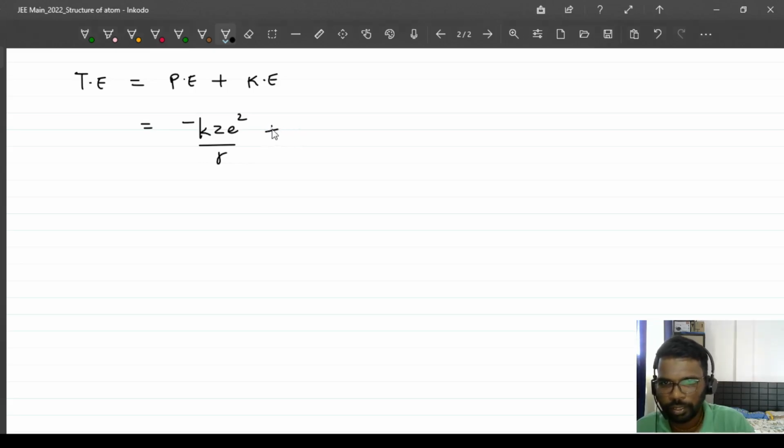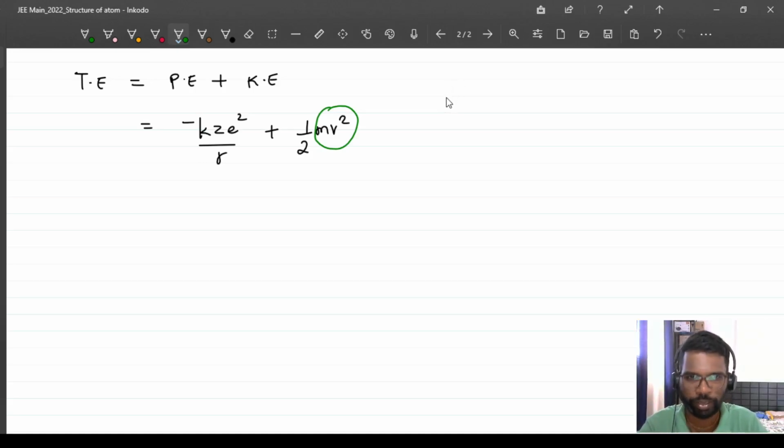And kinetic energy is half m v square. Now we need to substitute for this m v square. Whenever there is an interaction between the electron and the positive charge, the Coulombic force will be equal to the centripetal force.